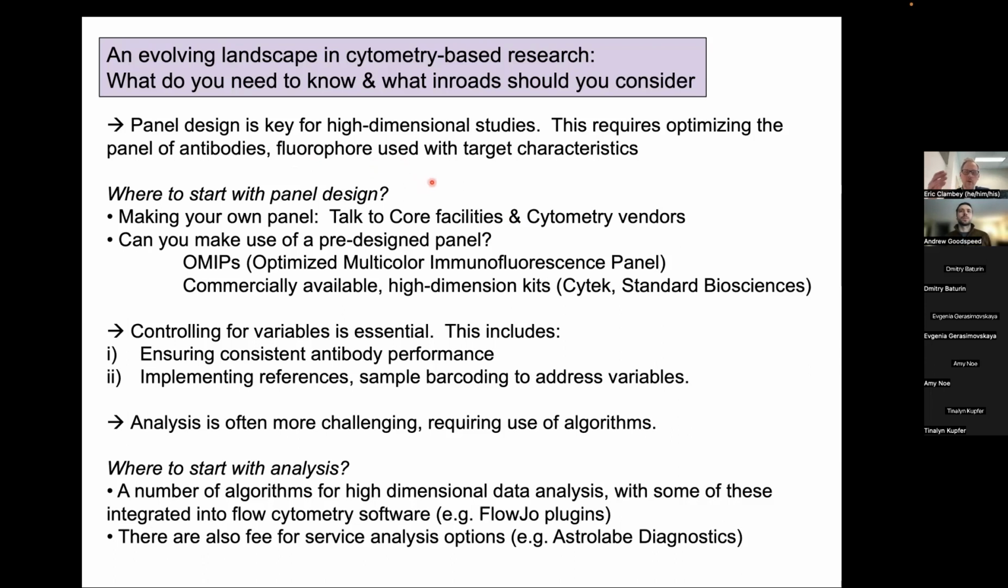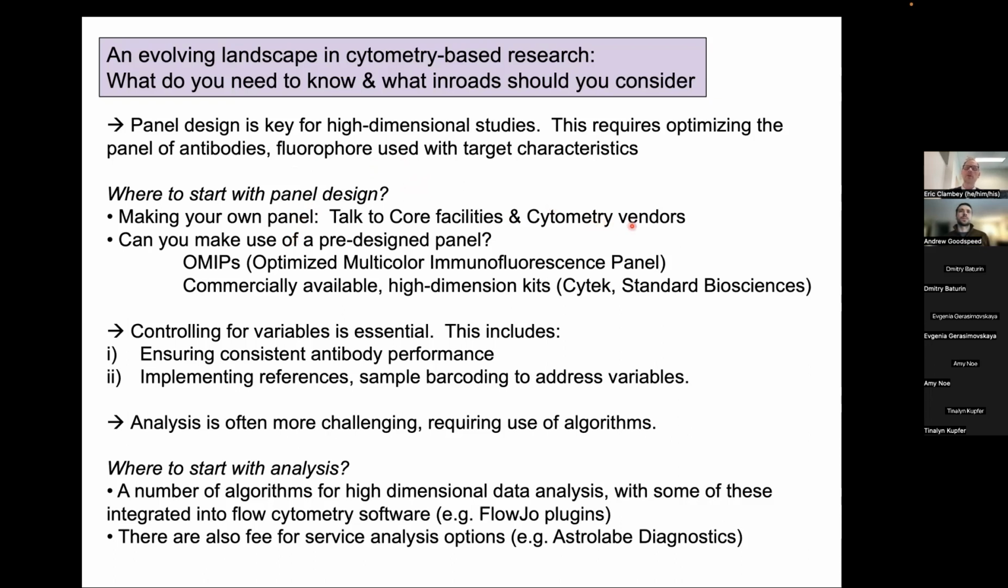And what I'm talking about here is, I mean, panel design is relevant for any number of parameters, but especially when you're getting high dimensional, 15, 20, 25 parameters, that's really where it can become very challenging. So if you are going to want to make up your own panel, I would encourage you to talk to core staff, whether it's ours or other flow cytometry cores on campus.